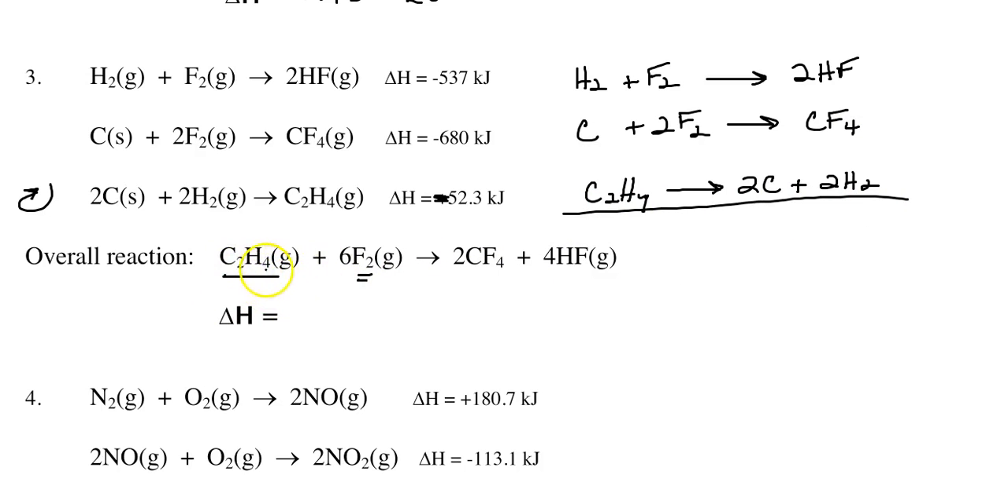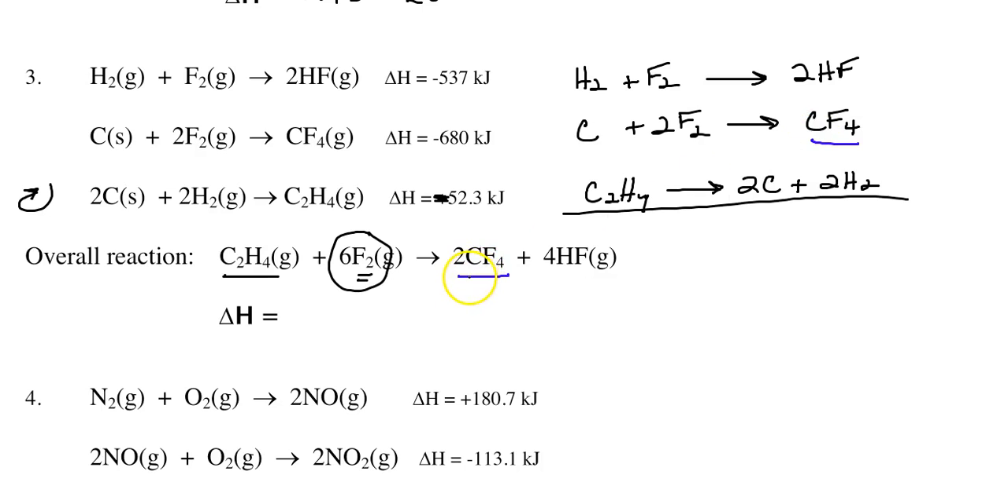So I have C2H4, I'm good. I need 6 F2s. Whoa, we only have 2, 3. There's a 1 in front, right? Nothing in front is 1. So not good, let's continue. I need 2 CF4s. The only place where I have CF4 is here, and I need 2 of them.